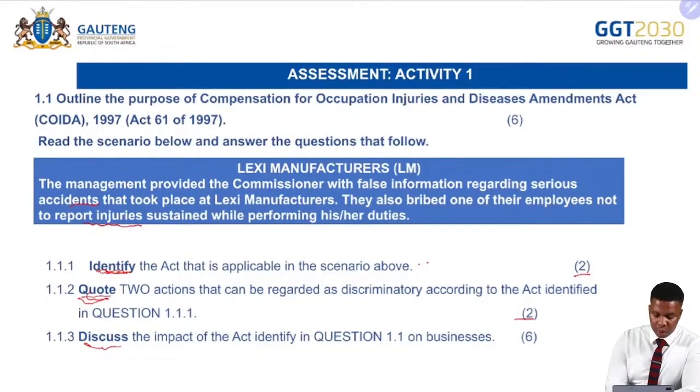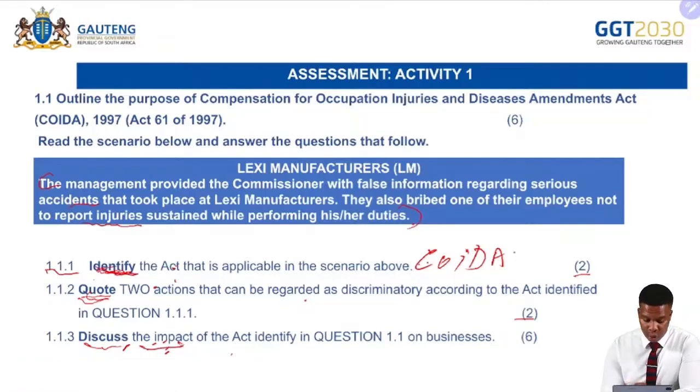And then when you look into code, you should know now the act that is applicable when we are talking about coding is now you take the sentence as it is, because we are just quoting from the scenario. And when you are discussing now the impact, you use 1.1 as your source to say which act did you identify. So if you identified COEDA, it means now you provide the impact for COEDA. So this is a follow-on question. So it is important that you identify the act properly, because if you fail to identify the correct act, it means your impact here, you would be discussing the impact of a wrong act.